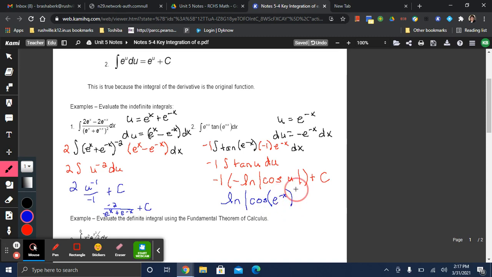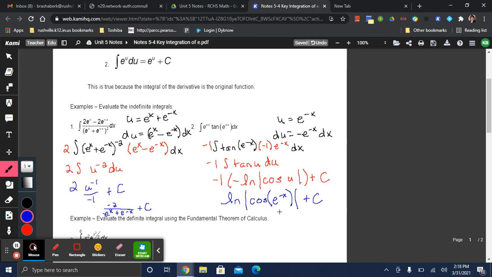So always remember to go back to that, and then plus c. So final answer, natural log of the absolute value of the cosine of e to the negative x plus c. So those are the examples that I am showing you for doing indefinite integrals.